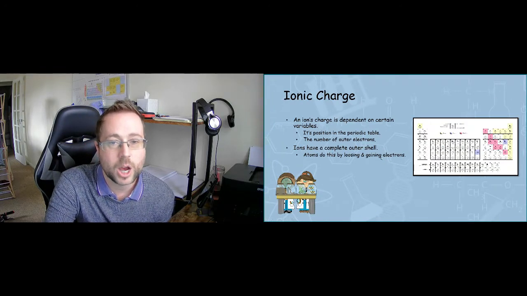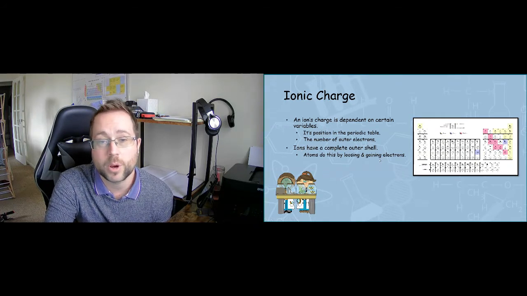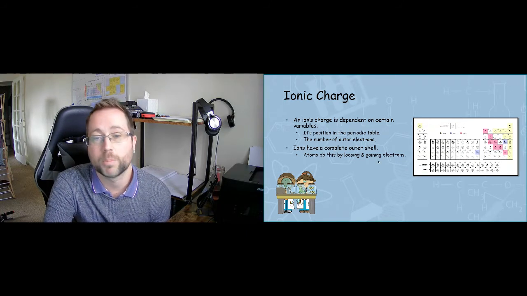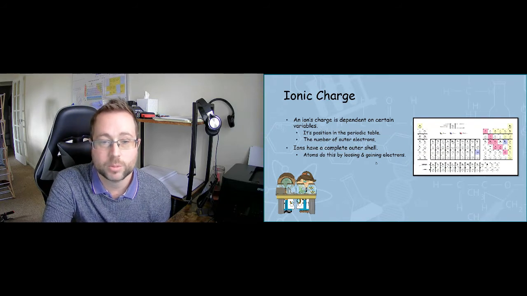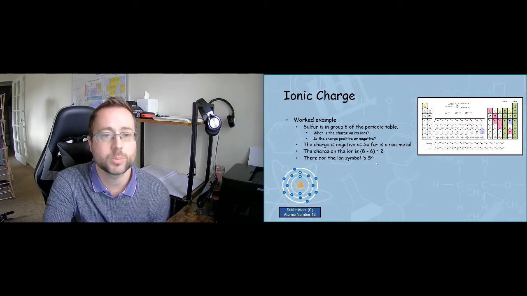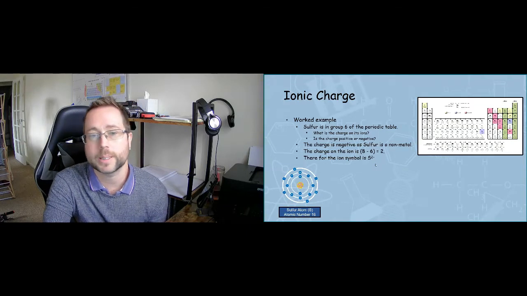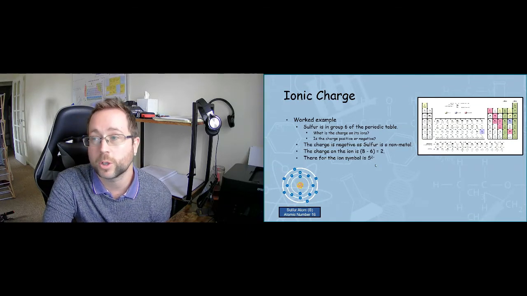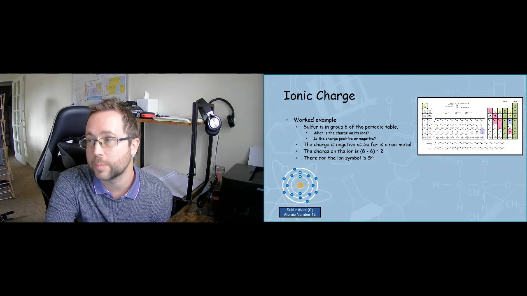An ion's charge is dependent on certain variables: its position in the periodic table and the number of outer electrons that it has. Ions have a complete outer shell, so atoms become ions by losing or gaining electrons. Okay, so let's have a look at a worked example. We're going to look at sulfur, which is in group 6, which is highlighted on the periodic table here.